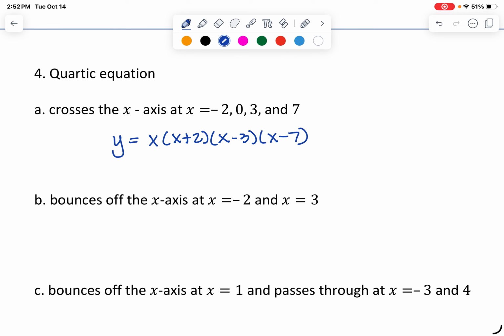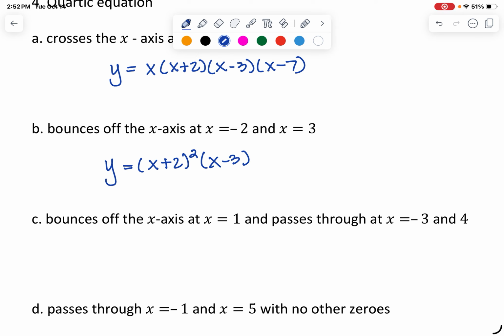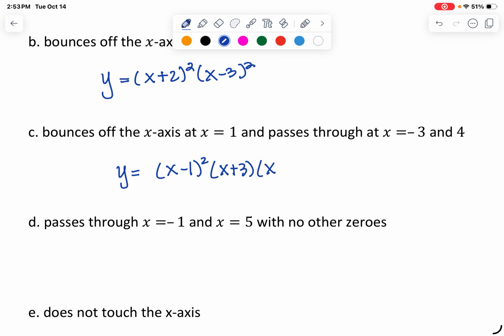All right. Next, bounces off the x-axis at -2 and 3. So y equals, bounces off the x-axis at -2, so that's x plus 2 twice, and x minus 3 twice. And this is quartic here, and if I look at the one above, it's also quartic. y equals, bounces off the x-axis at +1, so x minus 1 is a factor, and then goes through -3 and 4, so x plus 3 and x minus 4.